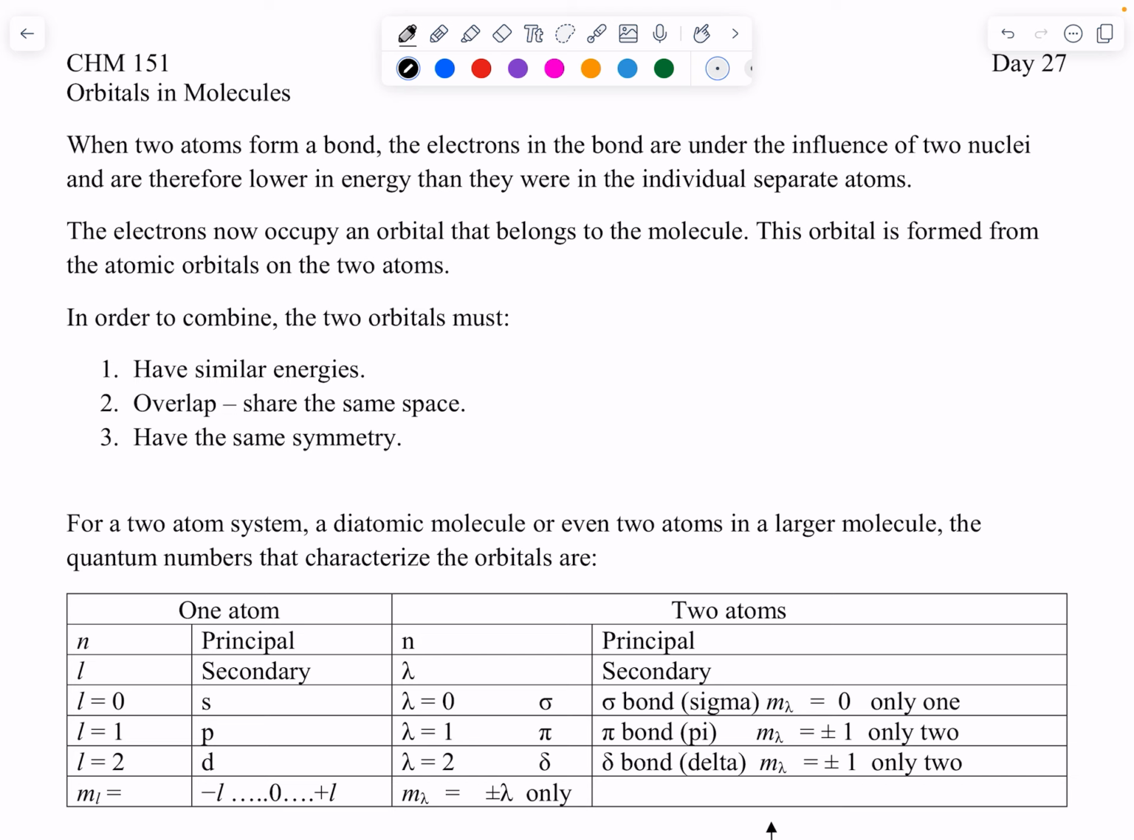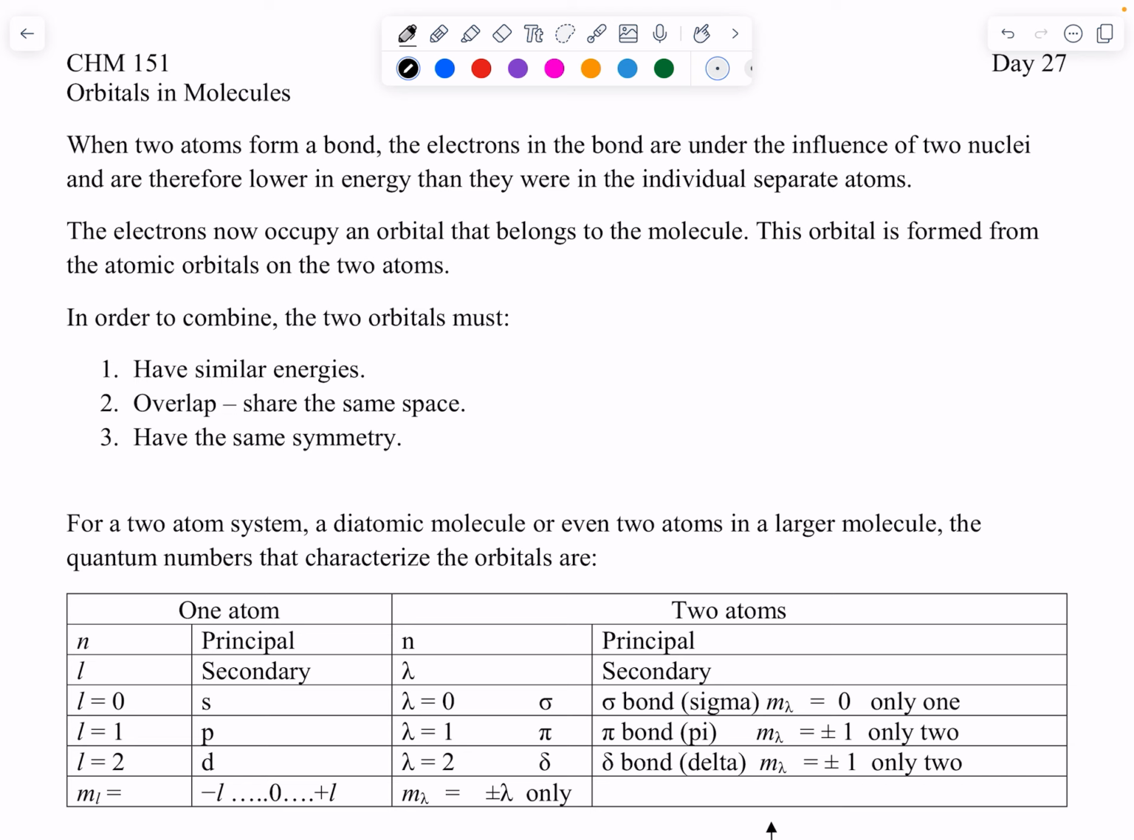We're talking about orbitals and molecules right now. So how the actual orbitals and molecules exist, all right? And so we know when two atoms form a bond, because we talked about hybridization last time, a bond is a shared electron pair. When these atoms form a bond, the electrons in the bond are under the influence of two nuclei, and they are lower in energy than they were individually, right? They bond because it's favorable. They don't bond because it's unfavorable.